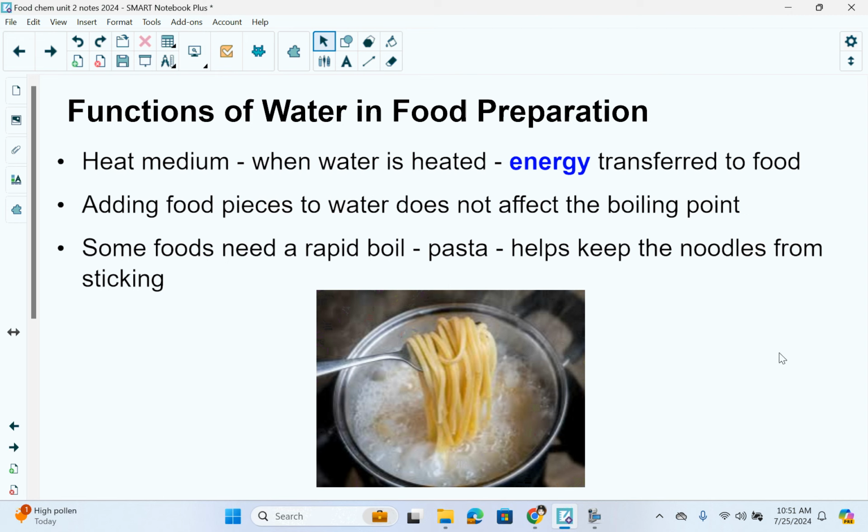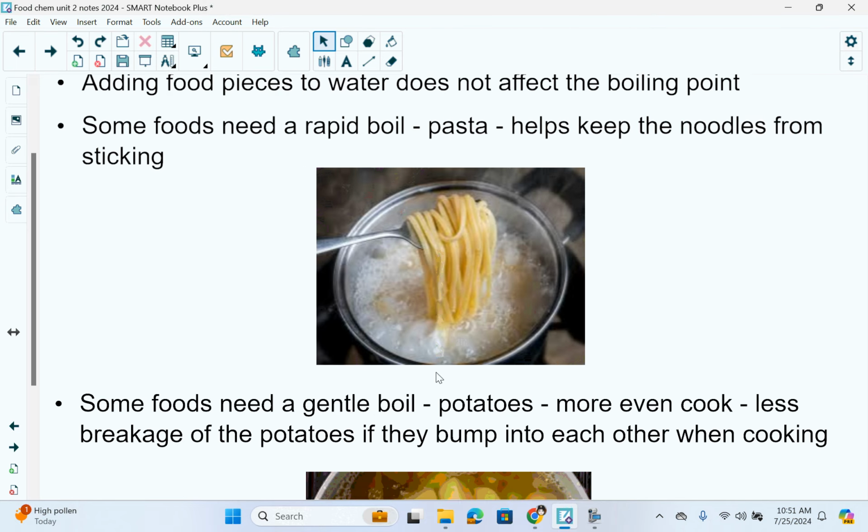Functions of water in food preparation. It's a heat medium. When water is heated, energy is transferred to the food. Adding food pieces to water does not affect the boiling point. Some foods need a rapid boil, like pasta. This helps keep the noodles from sticking.